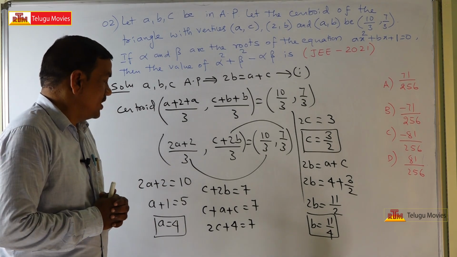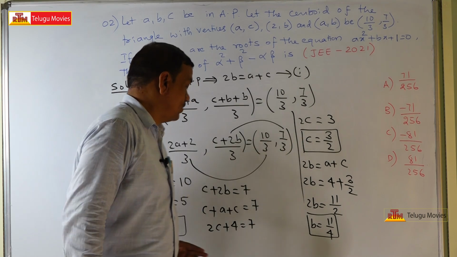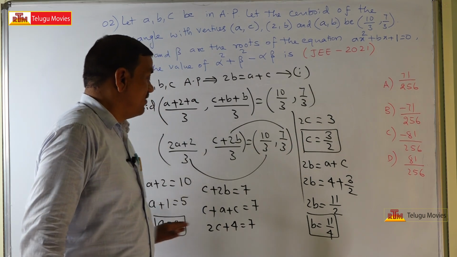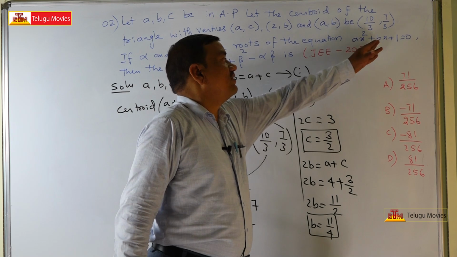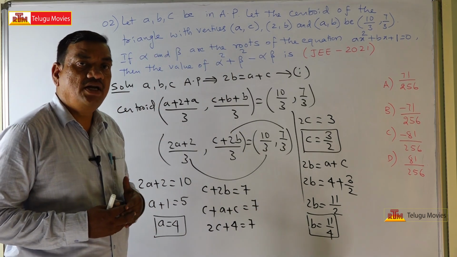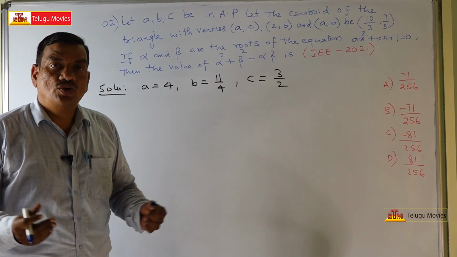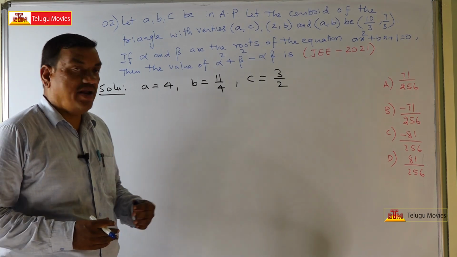So all three values we got: the a value, b value and c value. We want only the a value and b value. We substitute them there, and afterwards we will take the sum of the roots and the product of the roots. So let us continue our solution. Dear students, welcome to the remaining solution.